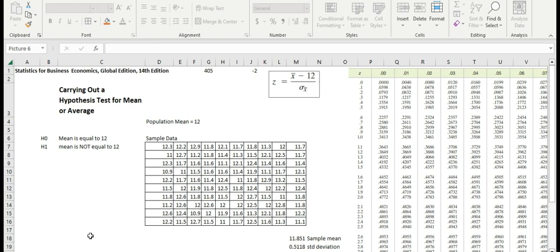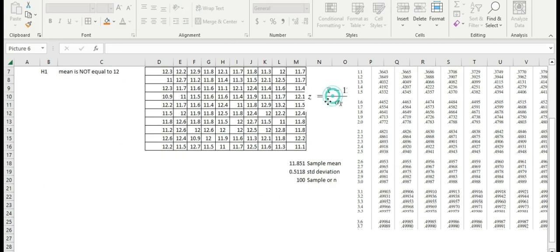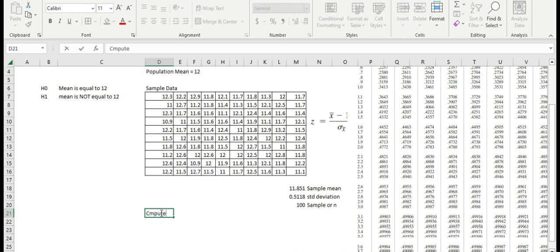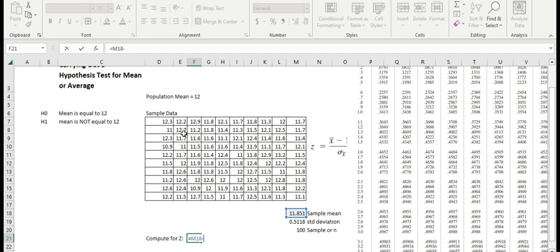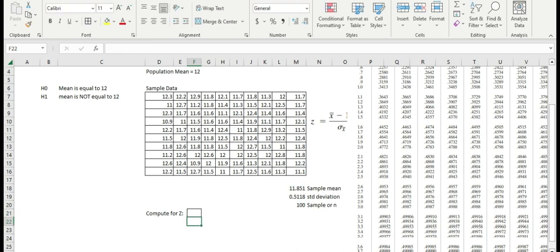From that, we will compute for Z. So we'll write here, compute for Z. The Z value is equal to the sample mean minus 12, because the population mean is 12.